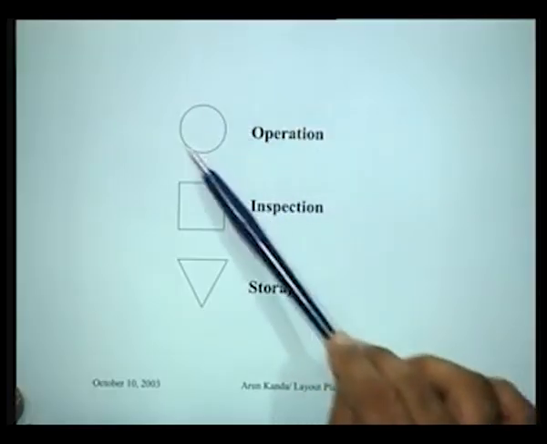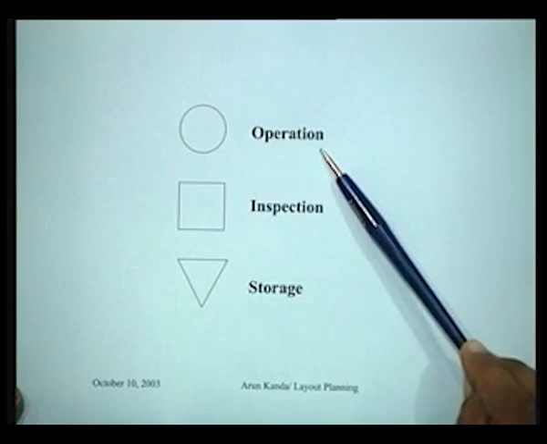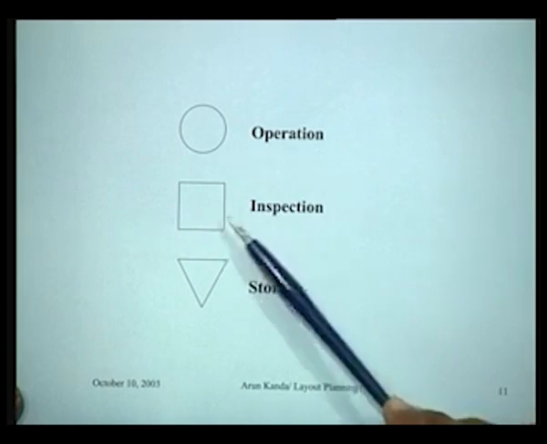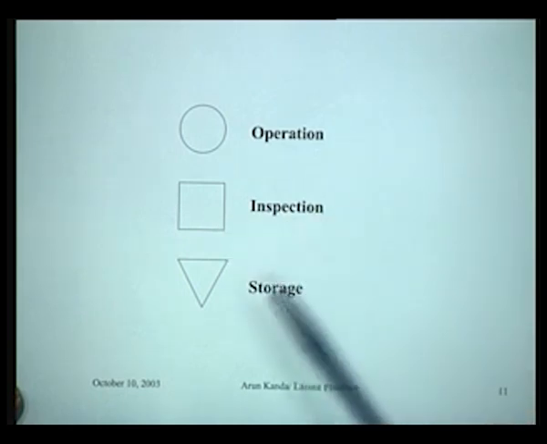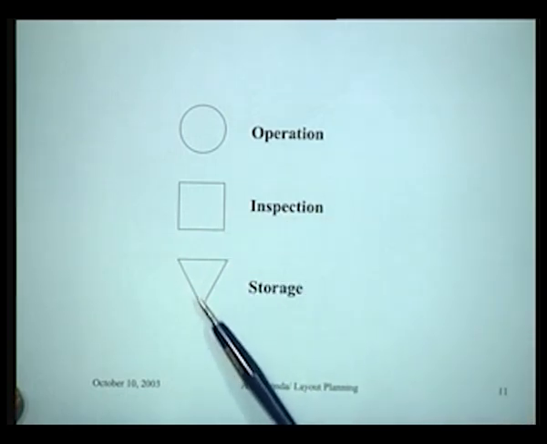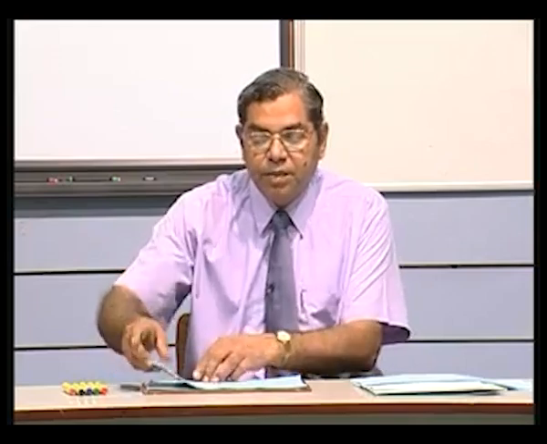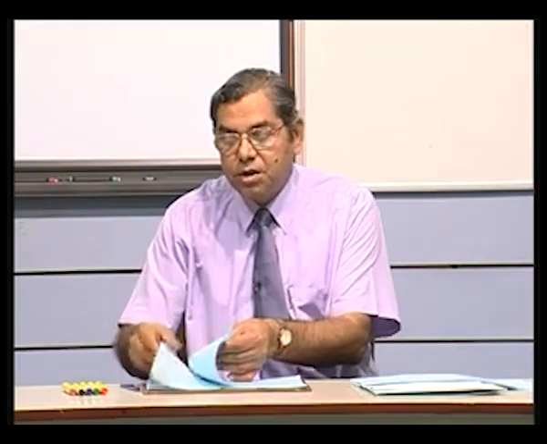In this particular scheme of things, we have essentially used these 3 symbols. The circle represents an operation being done, like a machining operation or metal removal or grinding or whatever. A square represents an inspection, and an inverted triangle of this nature represents storage. So it is just a convenient way of representing the various types of operations which are required here.